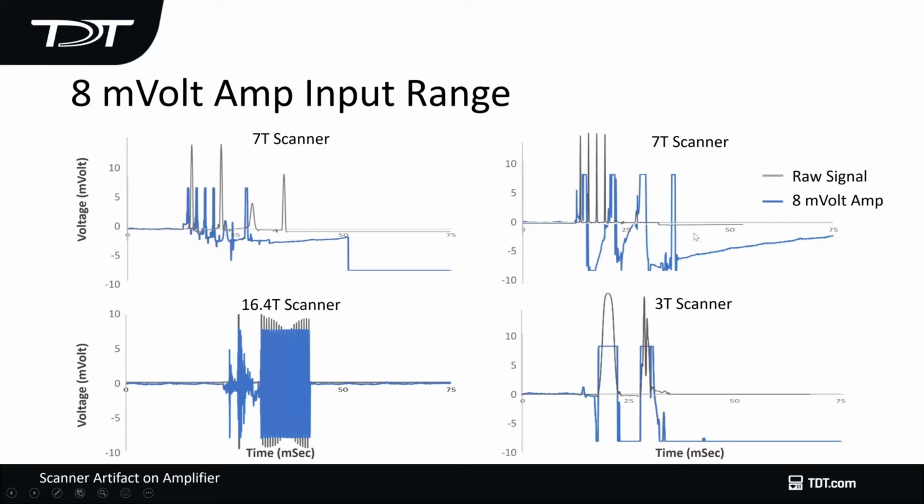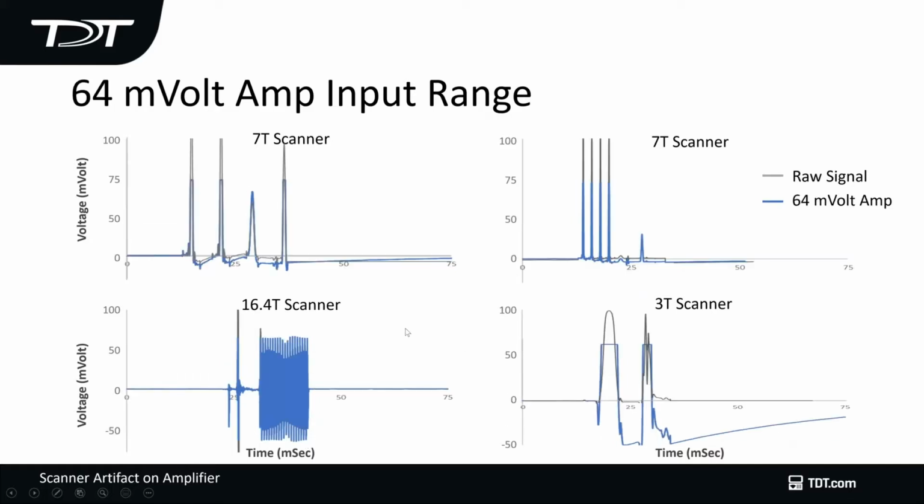Here's another example with a 7T scanner, a 6.4T scanner, and a 3T scanner. And you can see that depending on the amplitude of the artifact, you're going to lose more and more of your signal. So you have to have a large input range.